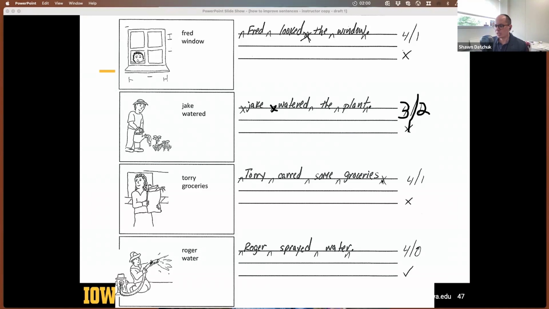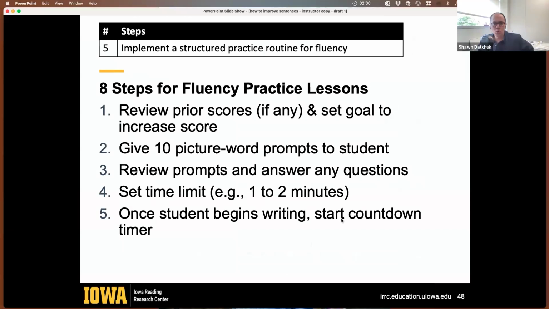"Tori carried some groceries." Carried isn't spelled correctly, but I can sort of tell what they meant. So Tori has a capital, "Tori carried some groceries." It's missing an end punctuation mark, so they wouldn't get anything here. "Roger sprayed water." Capital R, end mark, "Roger sprayed water." That all makes sense, so 4 points. So that would be an example of scoring for correct writing sequences.